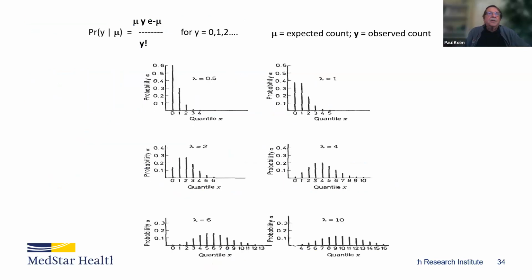And this is just an example of distributions for the Poisson distribution, and the lambda here is the counts. And so you can see as the counts get large, when we get to 10, you can see that looks pretty normal. Whereas if the counts are small, then it's a skewed distribution.